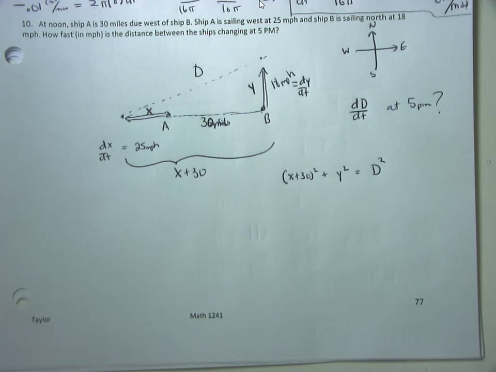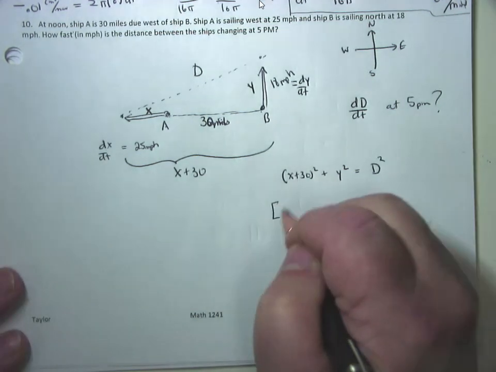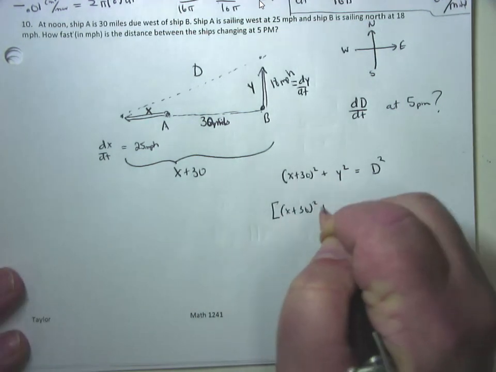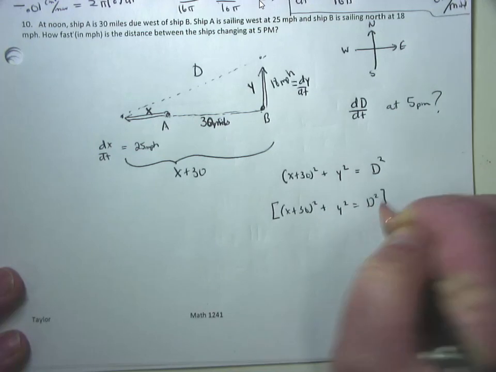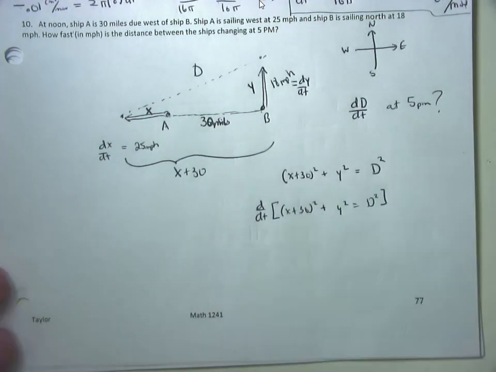I'm going to take the derivative of this guy. (x + 30)² + y² = d², and take the derivative with respect to time. So how do I take the derivative of (x + 30)²? And what rule would I use?